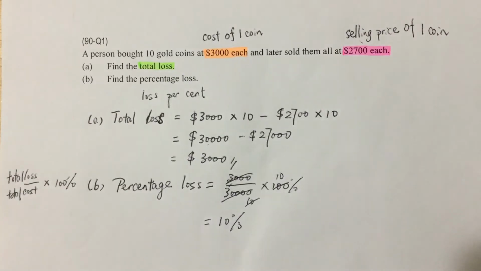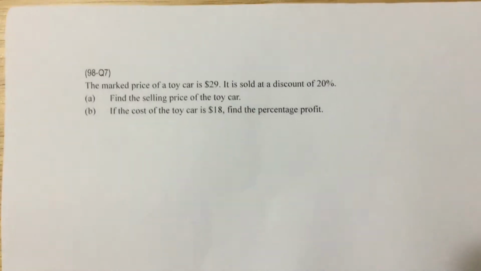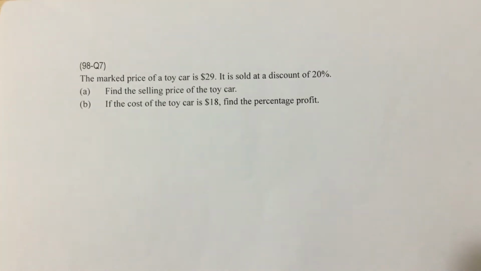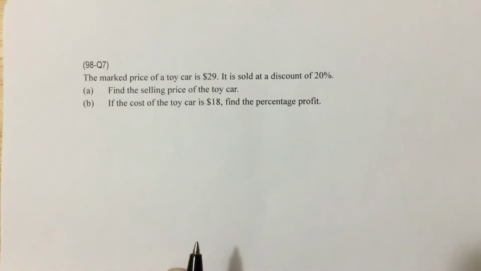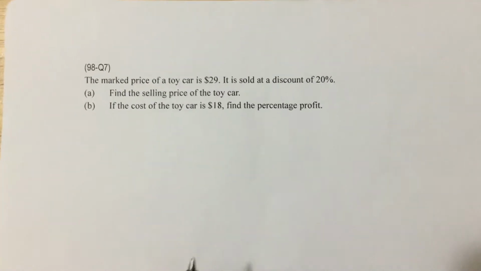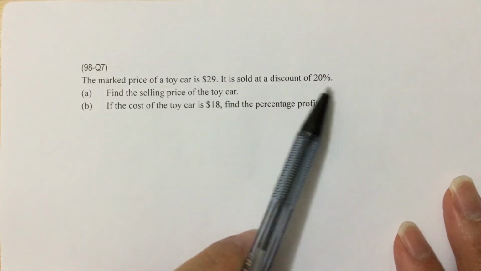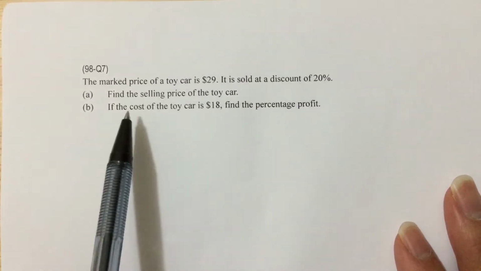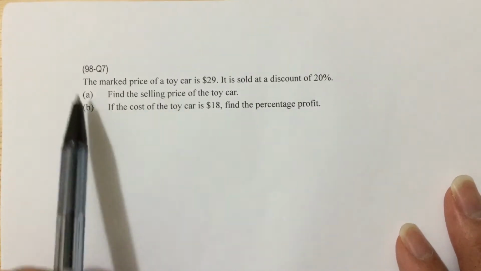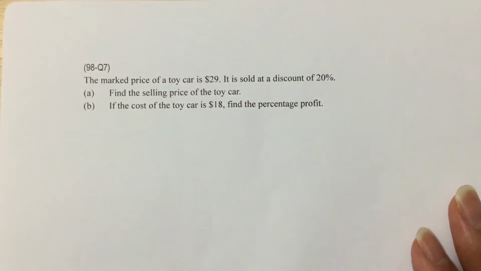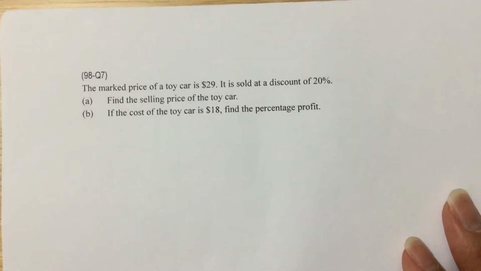Okay, now we will go to question 2. Okay, this time you can look at that this is 98. That means this is a 1998 question. The marked price of a toy car is $29. Okay, so marked price, obviously we know it is $29. It's sold at a discount of 20%. And then you will see cost and selling price at the same time in this question. So make sure that you know how to do this question carefully.